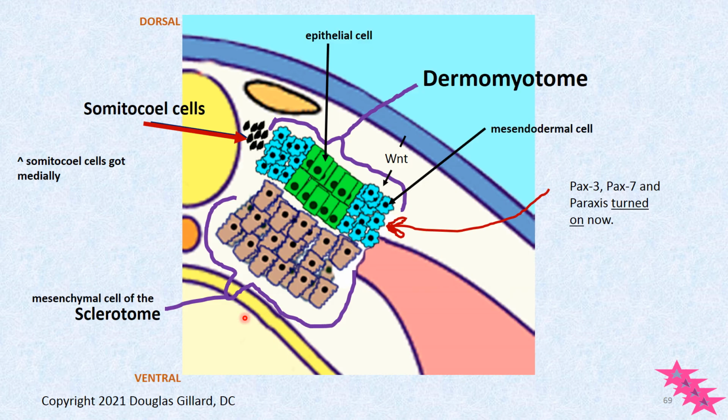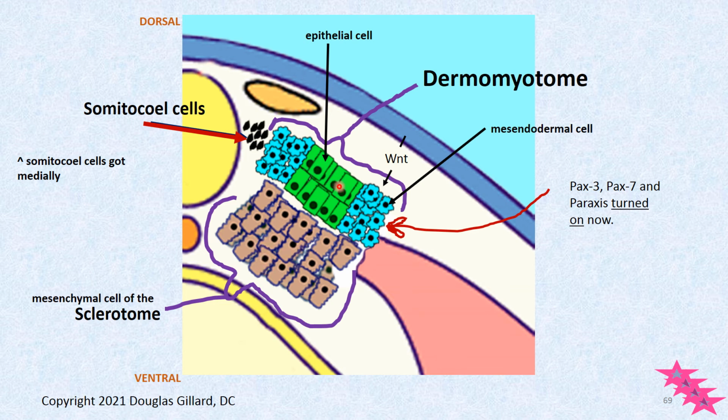Right? So let's see a picture of this. So this is what I mean. So PAX3 and 7 and Paraxis only get turned on here. Because now we've already talked about the medial dorsal portion. Now this is the lateral, the medial ventral portion.